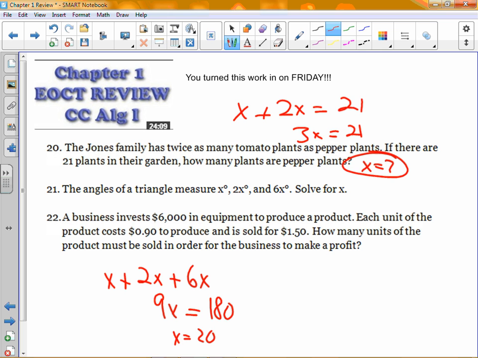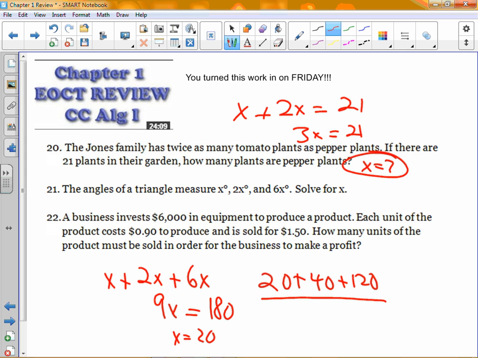Now this is the biggest thing that I got to get you guys to understand. Y'all are stopping right here and not going back and checking this problem. If I take X is 20, and I find 2X, which would be 40, and 6X, which would be 120, what do those three numbers add up to be equal to right there? What's 20 plus 40 plus 120?